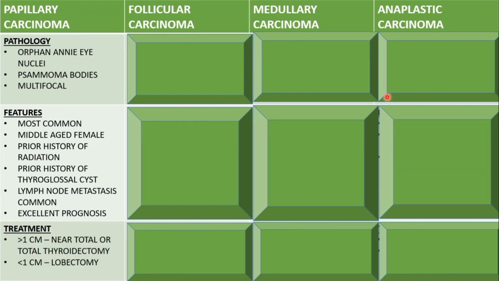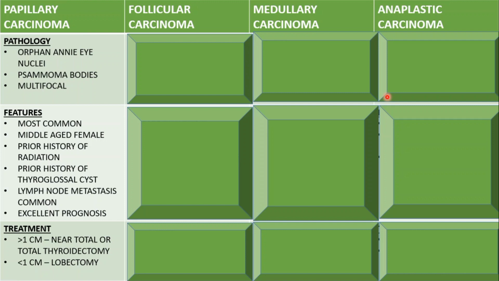Now, for the treatment, whenever the cancer size is less than 1 centimeter, you can just remove the lobe. For example, if there is a 0.5 centimeter mass in the right lobe of the thyroid, and you do FNAC and confirm it to be papillary cancer, you can just do a right lobectomy. But if the cancer is more than 1 centimeter or it's in the middle, you will have to do a near total or total thyroidectomy.